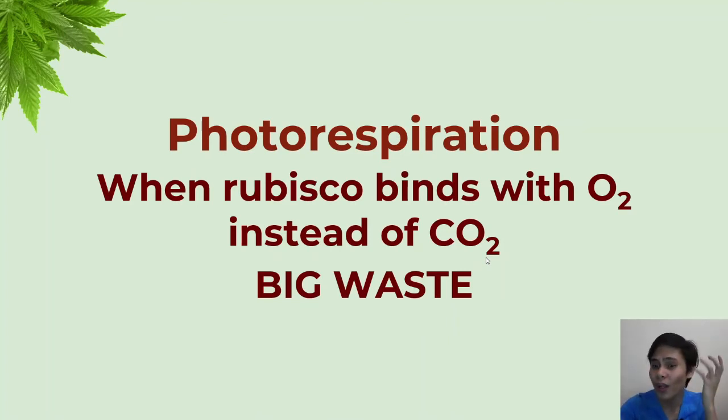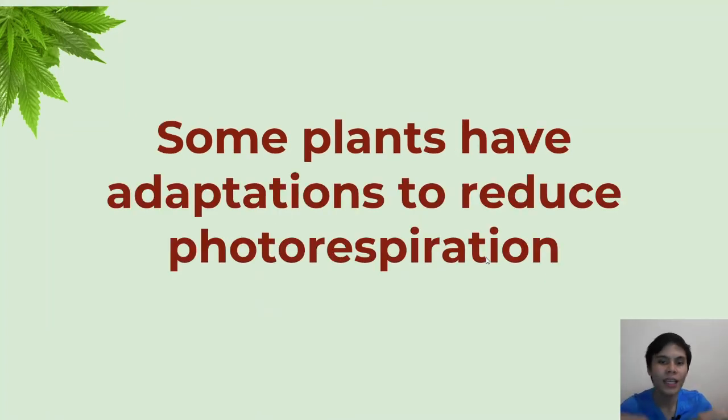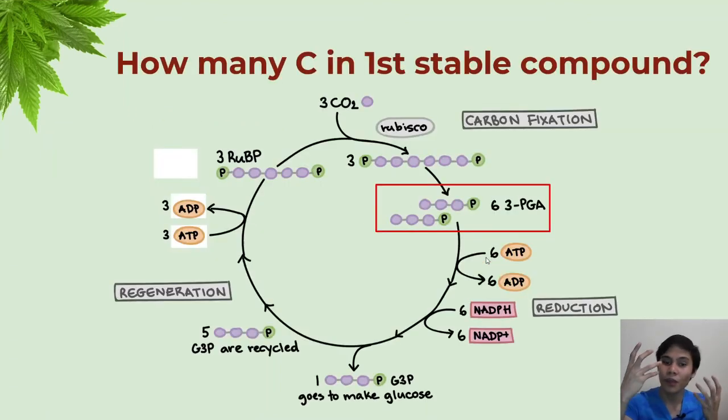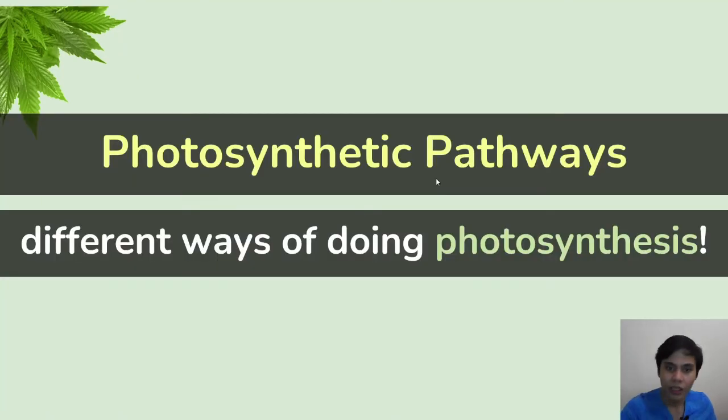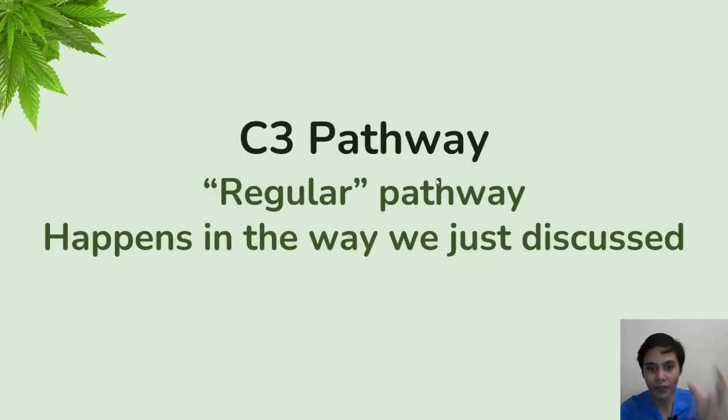So your plant wants to avoid this. It wants to avoid Rubisco doing this waste of time. So some plants have adaptations to reduce photorespiration. If you count the number of carbons in the first stable compound of the Calvin cycle, there's 3 carbons in each one. So the first photosynthetic pathway, or the first way of doing photosynthesis, is named after this first molecule, your 3-PGA.